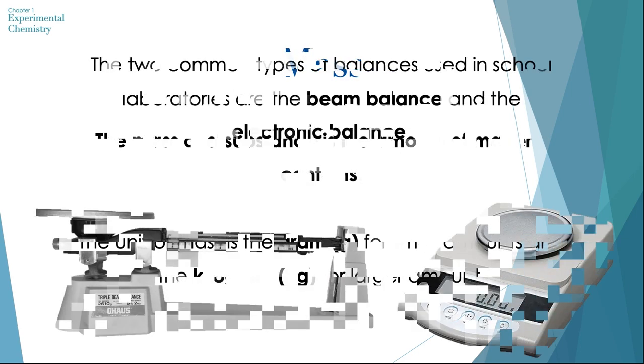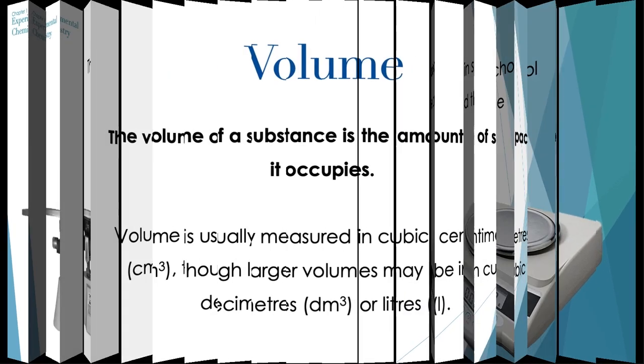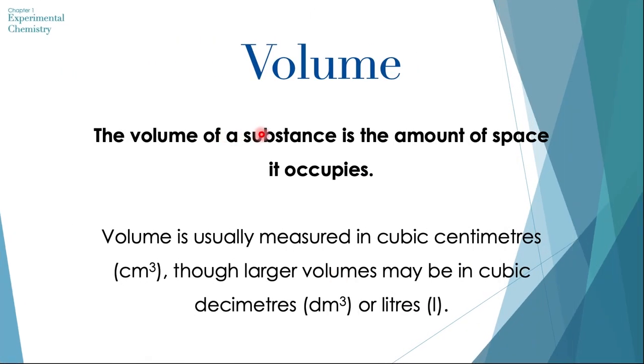So now we're going to move ahead onto the volume. This is another physical quantity. Here we have the definition of volume. So the volume of a substance is the amount of space it occupies. Again, very simple. Mass of a substance is the amount of matter it contains. The volume of a substance is the amount of space that substance occupies.